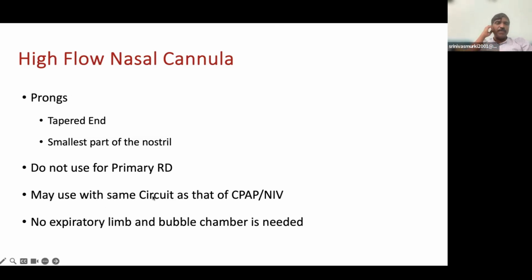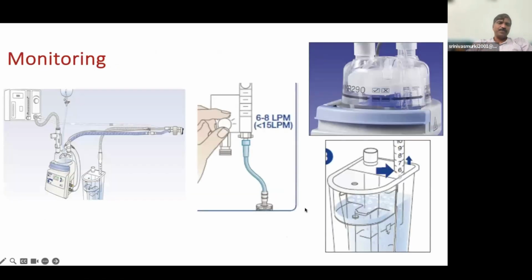So do not use HFNC for primary respiratory distress. We prefer CPAP or nasal IMV for that condition. But you can use the same circuit like OptiFlow. The same circuit you can use for giving CPAP or HFNC. No expiratory limb and no bubble chamber is needed in HFNC. Only the inspiratory circuit and HFNC prongs are sufficient to convert CPAP to HFNC.